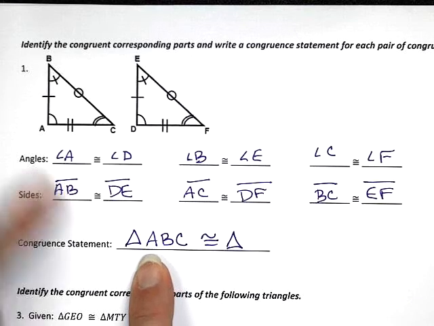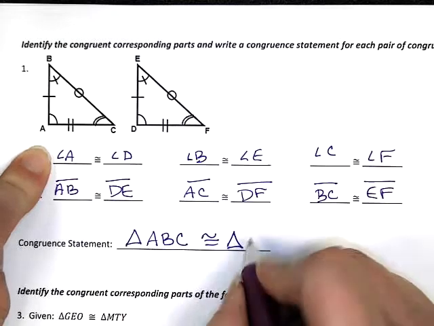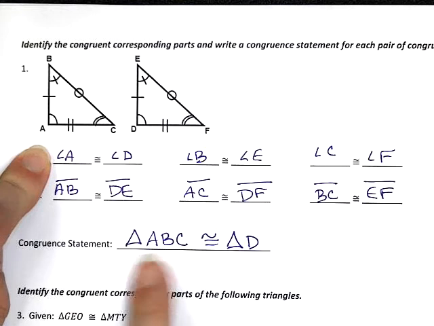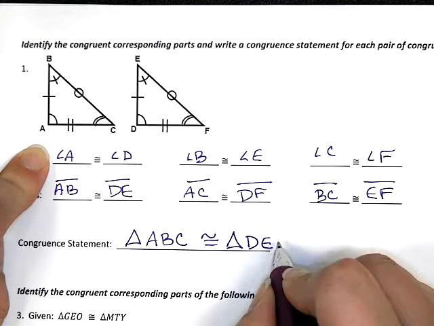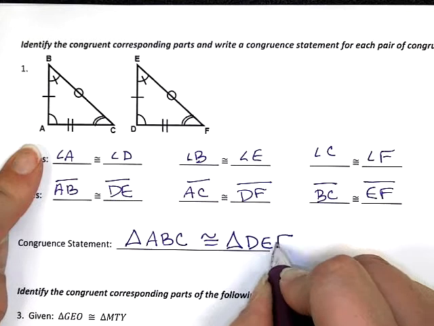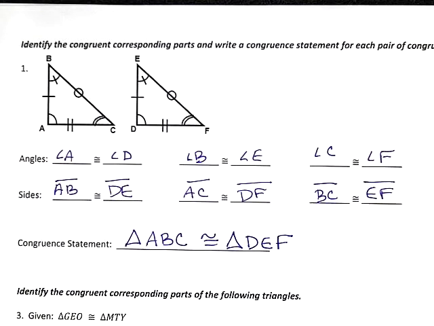So angle A was congruent to angle D, so that means D is going to have to come first. Angle B was congruent to E, so E has to come second. And then angle C was congruent to angle F. So now those are in the right order.